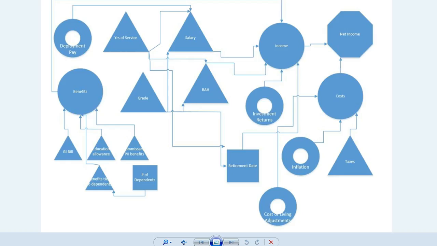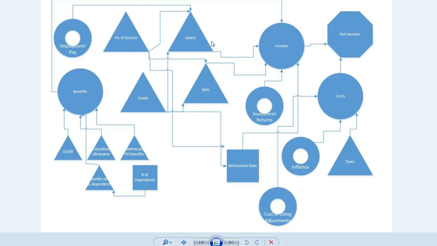And the first thing we are going to cover is the influence diagram. So the influence diagram starts from net income. It's broken up into income and cost. Income is influenced by numerous things. Salary is one of them, and how user service and grade affect it. BAH and how user service and grade affect that.